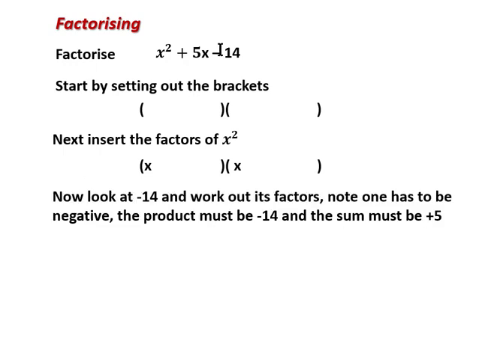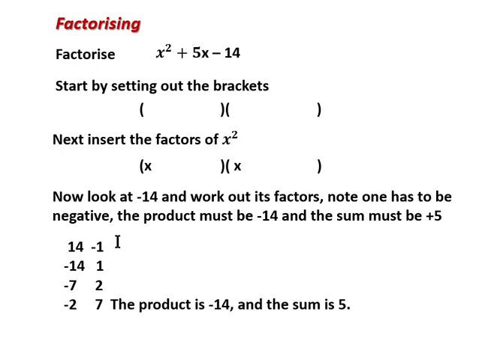Now look at the minus 14 and work out the factors. First of all, it has to be negative. So one factor has to be positive and the other one has to be negative. The product must be minus 14, but also the sum of the two of them must be plus 5. So what we can do, the best method here, is to write down all the factors of this.